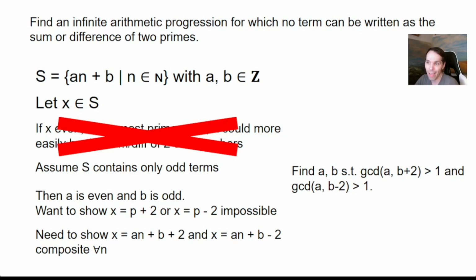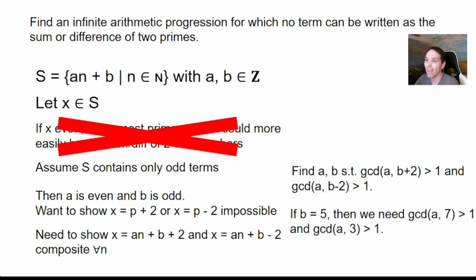Since then, an plus b plus 2 and an plus b minus 2 could be factored, and therefore wouldn't be prime. Using these constraints, we can find a and b to construct our sequence.